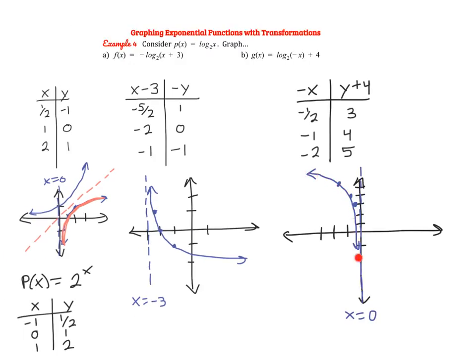All right, so here we have something that looks like this. So notice this was reflected over the y-axis, so it was reflected horizontally, and then everything was shifted up 4. So first we reflect, then we shift. Our vertical asymptote stays at x equals 0 because we didn't have any type of horizontal shift.